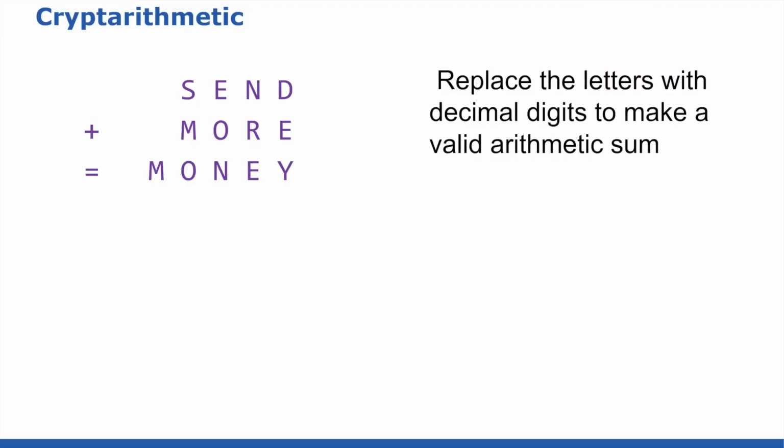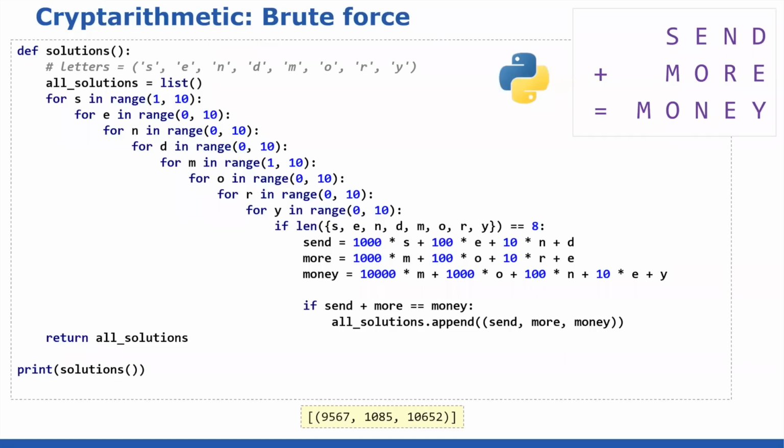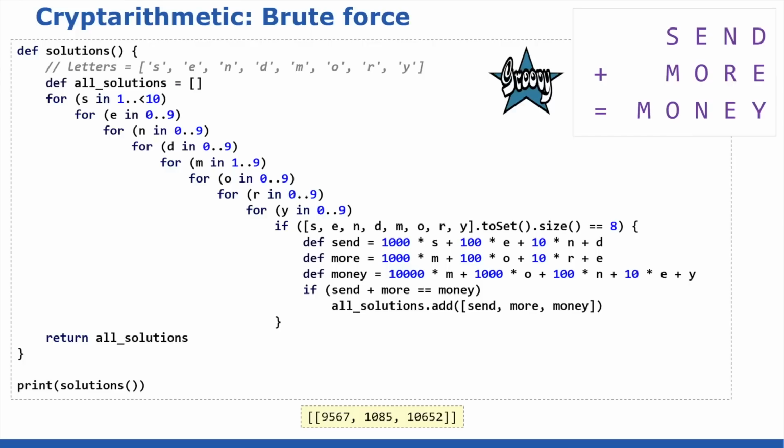You'd probably have been given it in school, and you've got to replace the letters here with numbers. You can't put a 0 on the S or the M, and if an M appears twice, it has to be the same number, and all the digits have to be unique. So it's kind of a logic solving problem, and you can solve that sort of brute force in Python. And it turns out the brute force in Groovy is very similar.